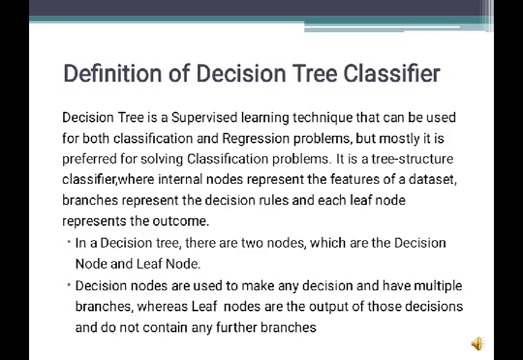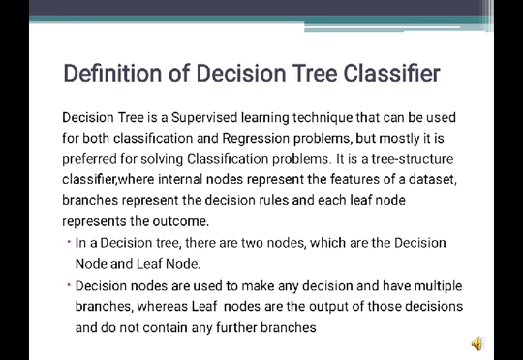Definition of decision tree. Decision tree is a supervised learning technique that can be used for both classification and regression problems, but mostly preferred for classification problems. It's a tree structured classifier where internal nodes represent the features of the dataset, branches represent the decision rules, and each leaf node represents the outcome.